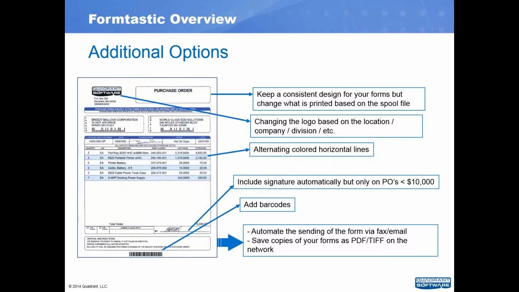Here are some additional features that Formtastic supports. We've gone over a few of these already, but there's a few more I think you'll find interesting. You can set up conditional rules to change images based on location, company division, or any other spool file data. You can set it up to automatically include a signature, but have those signatures only occur when certain conditions are true. Maybe your purchasing manager wants to manually review and sign every purchase order over a certain dollar amount. Well, you can do that with Formtastic. You can also add barcodes, and of course you can set up distribution and archiving rules.